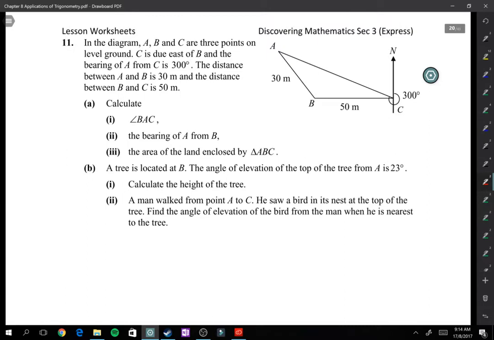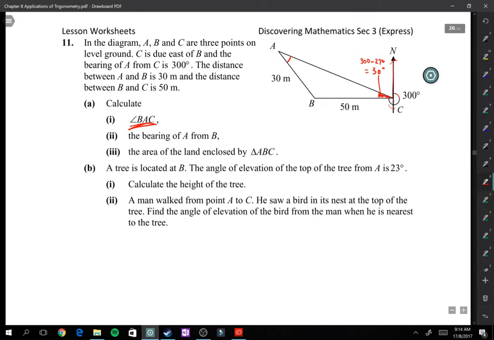So in the diagram, ABC are 3 points. First thing first, they want you to calculate angle BAC. So this is north, and they want you to calculate this angle BAC, right? If this is 300 degrees, then this will be 300 minus 270, which is 30 degrees. So it's 30 degrees here.